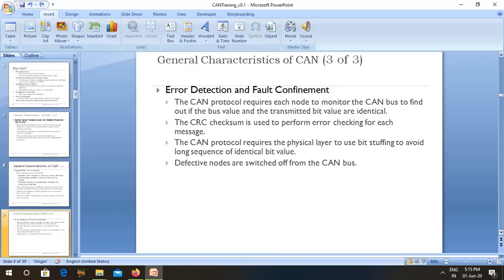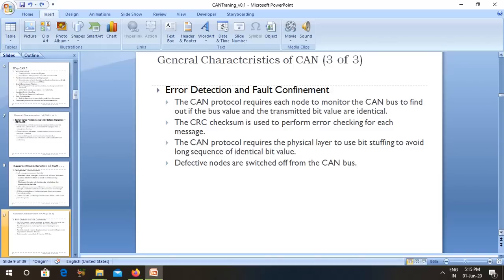The CAN protocol requires the physical layer to use bit stuffing to avoid long sequences of identical bit values. So the standard also has some very good things like bit stuffing. When there is a sequence of 1s, we need some sort of bit stuffing, which is provided by the CAN standard. The defective nodes are switched off from the CAN bus.